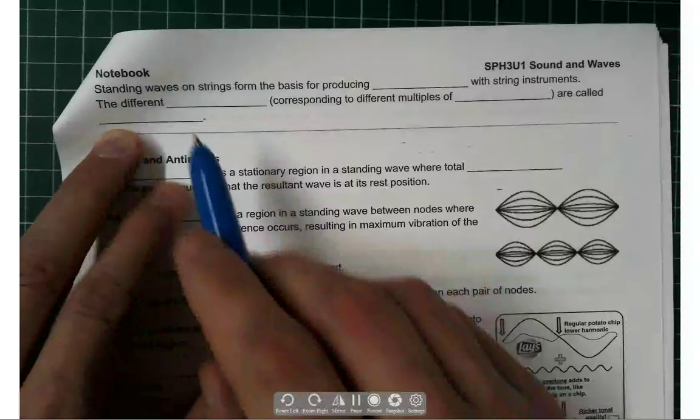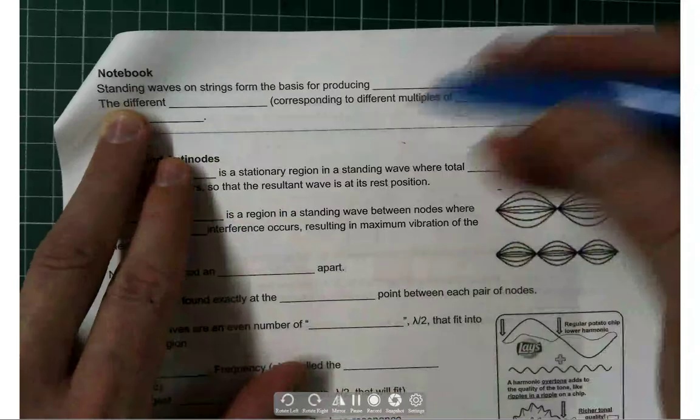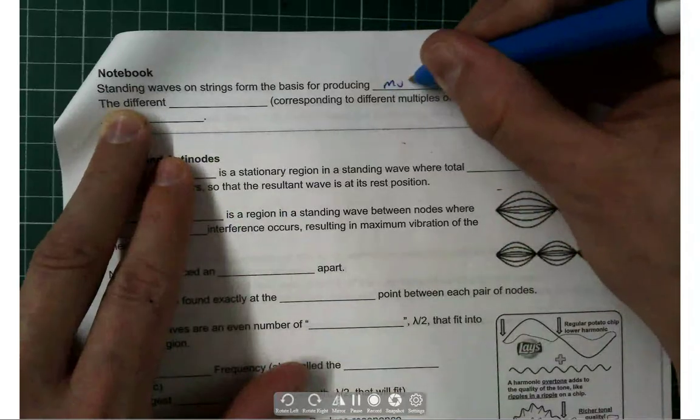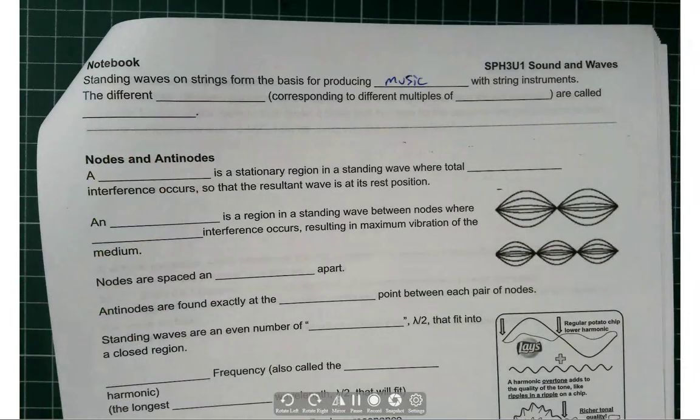Ooh, counting it. Nice. All right, so standing waves on strings form the basis of producing music. Okay, not all music, because of course there's the woodwinds and the brass, but string music anyway.